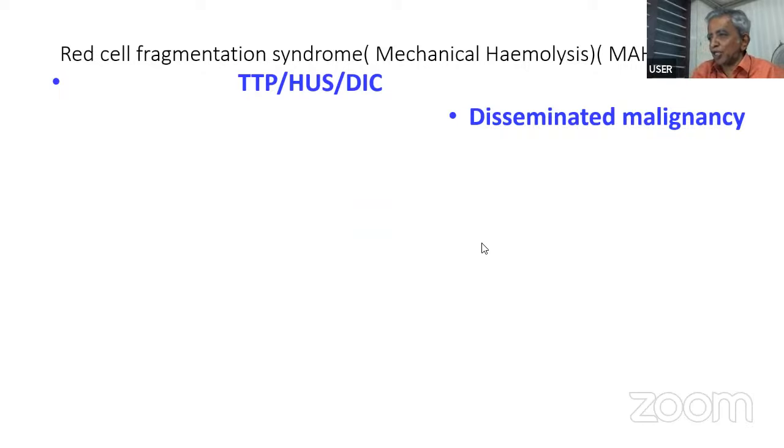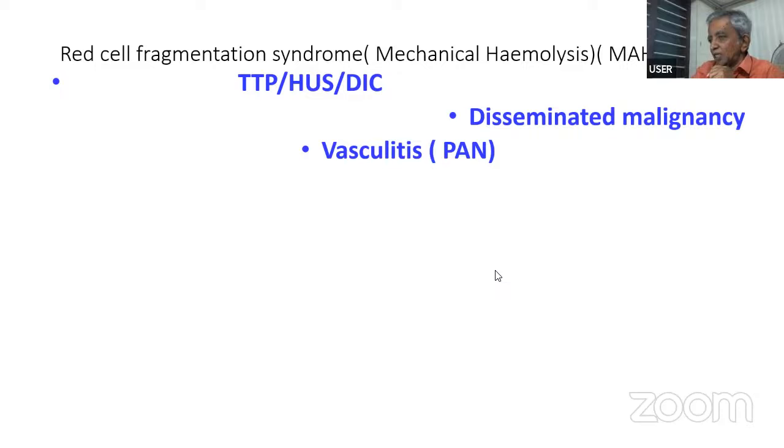AML M3 usually produces DIC. Agree. For the DIC, it is good. A malignancy that produces leukemia that produces DIC is another question, another MCQ. Very good. AML M3 will produce disseminated intravascular coagulation. And disseminated malignancy can also produce DIC. It can also produce fragmentation hemolysis.